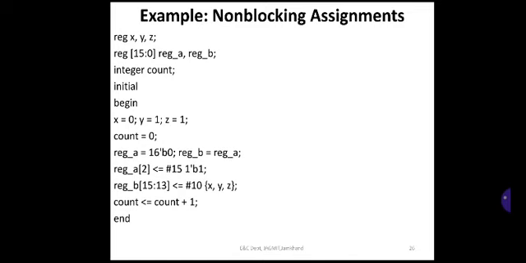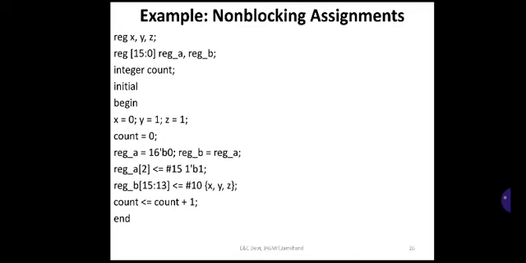Now the non-blocking assignment operator is used. Reg A of 2 is assigned the 1-bit binary value 1 after a delay of 15 time units, but the operator used here is less than or equal to, which is nothing but a non-blocking assignment operator. Then reg B, a part select 15 down to 13.